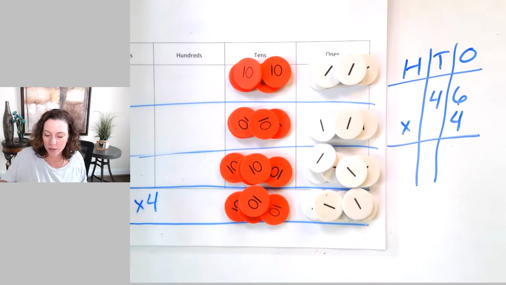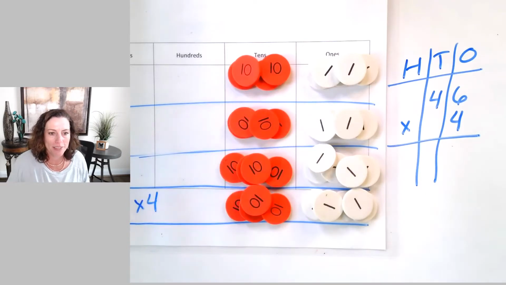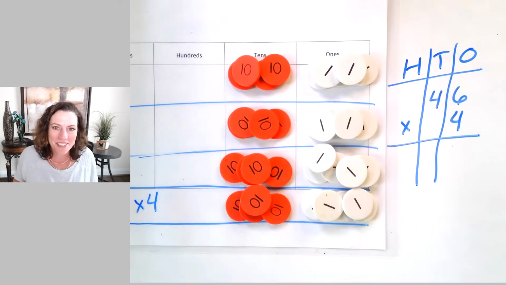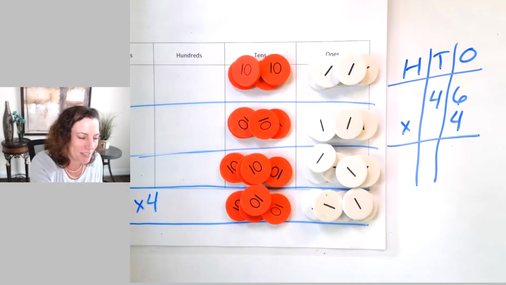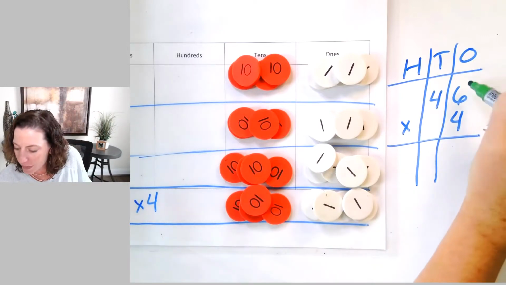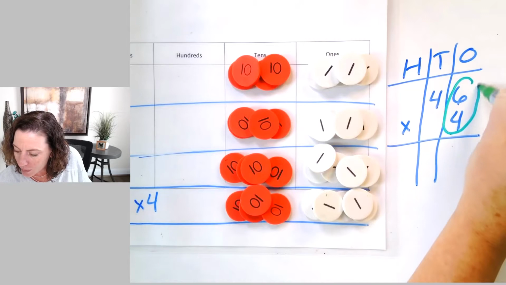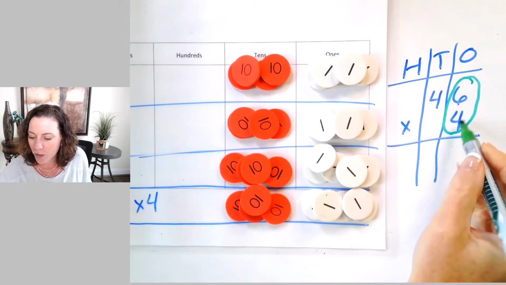46 times 4, or 4 groups of 46. What are we going to start with? Our ones place, that's right. So in my ones place, I have 6 times 4, or 4 groups of 6.